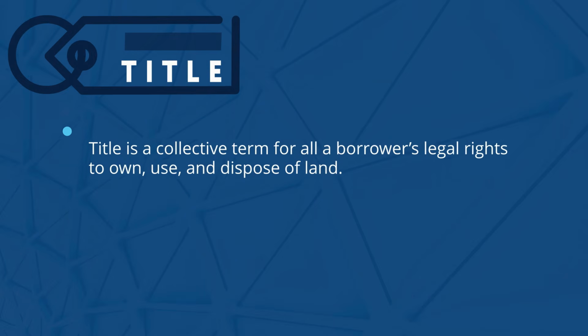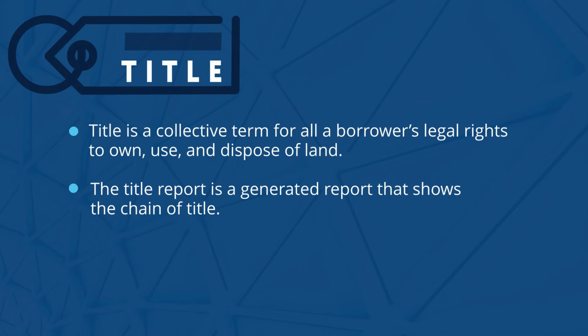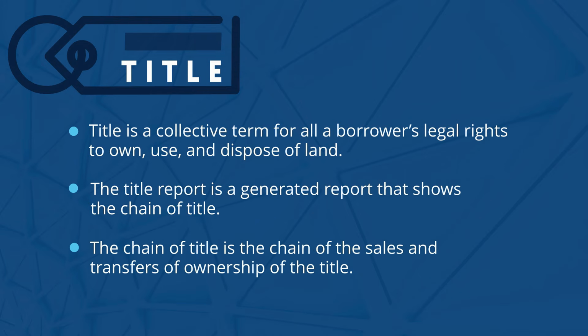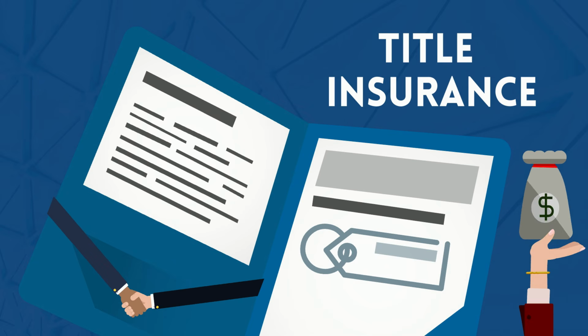Title. Title is a collective term for all of a borrower's legal rights to own, use, and dispose of land. The title report is a generated report that shows the chain of title. The chain of title is the chain of the sales and transfers of ownership of the title. Title insurance protects the borrower and the lender from any flaws in the title from the date of the closing and before.